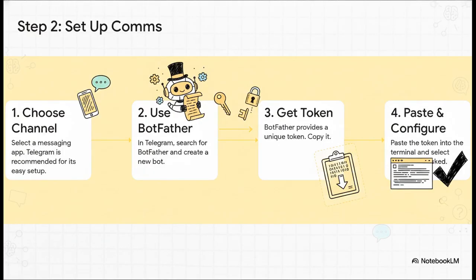Next up, we gotta decide how we're gonna talk to our bot. Honestly, the strongest recommendation here is to start with Telegram. Why? Mostly because their whole bot system is just incredibly simple and reliable to get going. You just open Telegram, search for a special bot called the Botfather, and follow its instructions to create your new bot. It'll spit out a long string of text called a token. You just paste that token into the terminal, and you are pretty much good to go.